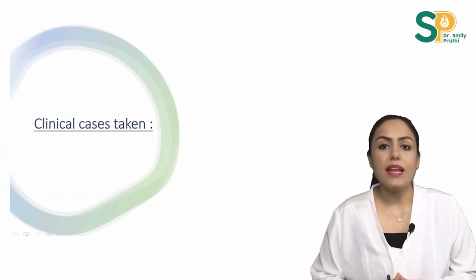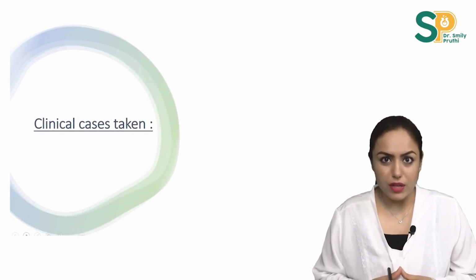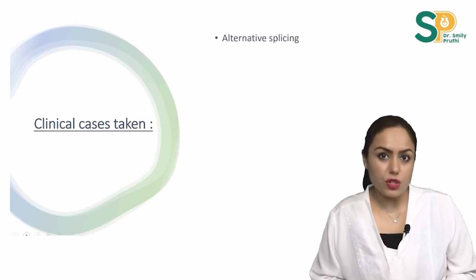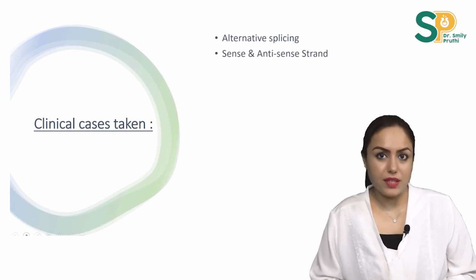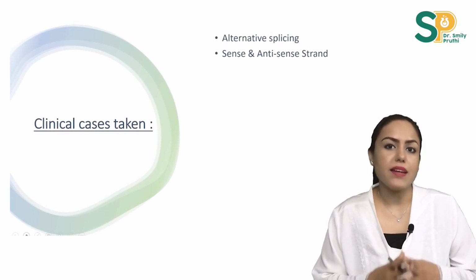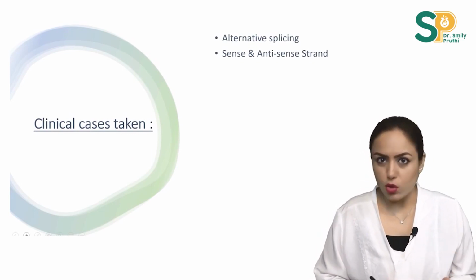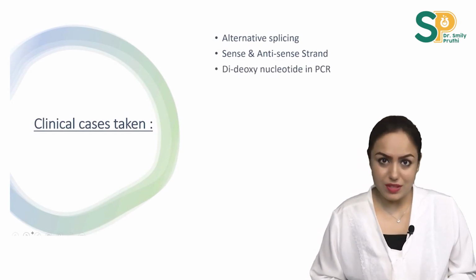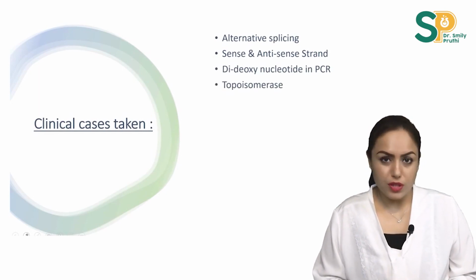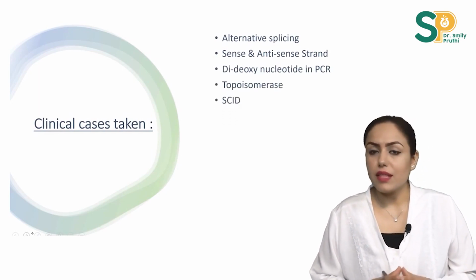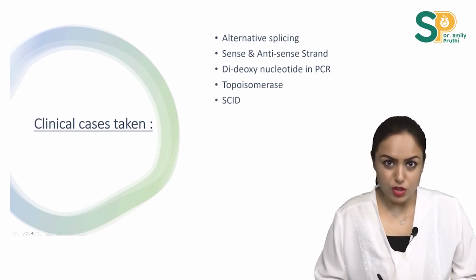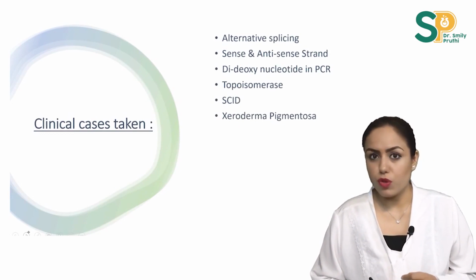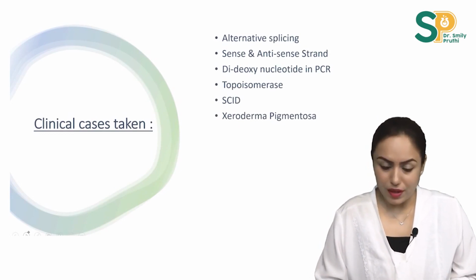In this part, mainly we are going to take cases of molecular biology, right? So what are all the cases we are discussing here? First will be alternative splicing or differential splicing. Then there's a question on sense and anti-sense strand or template and non-template strand. Then dideoxynucleotide use in PCR. Then topoisomerase question. Then SCID, that is severe combined immunodeficiency. Then a case of xeroderma pigmentosa, which is because of defect in DNA repair.